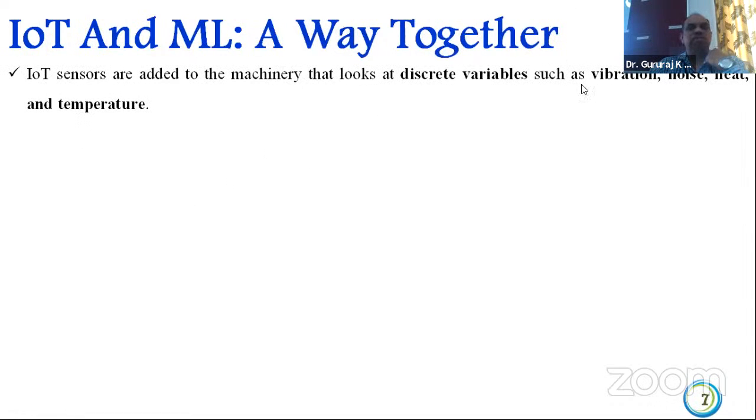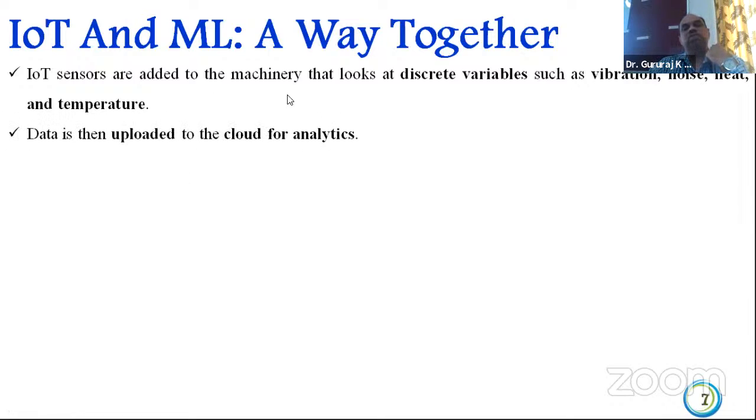So IoT sensors are added. We have various IoT sensors that are added to the machinery, monitoring discrete variables like vibrations, noise, heat, temperature. If I'm talking now, I can just measure the vibrations of my voice, the frequency of my voice, how loud I am, how fast I'm talking. Anything that can be a discrete variable can be measured by using the different sensors that I have here.